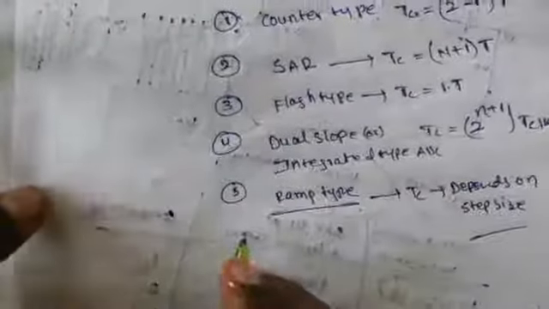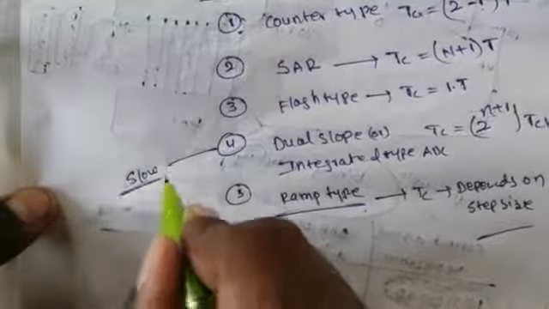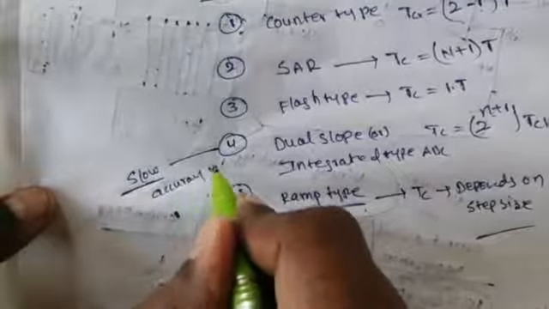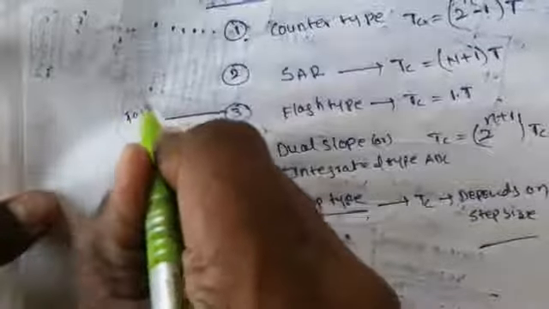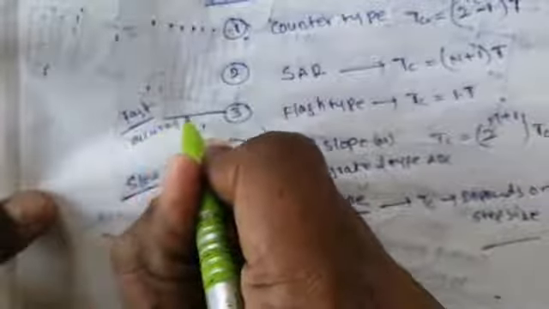Among all of these, dual slope is the slowest ADC, and its accuracy is very high. And flash type is the fastest one among all. Accuracy is very low.